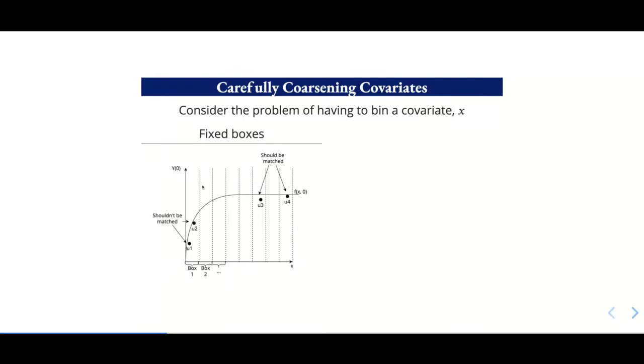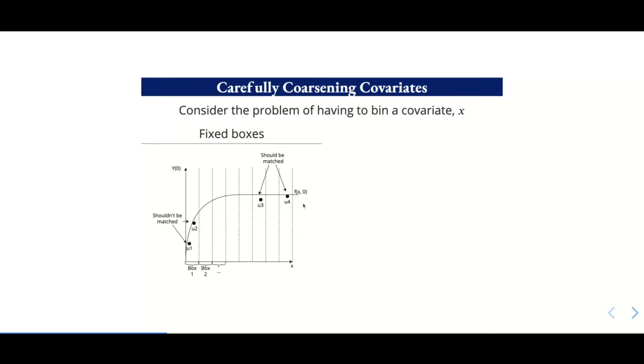What happens when you just pick a size of a box, and then just sort of match everyone in the same box? Well, you get these problems here, such as the one to the left, where unit 1 and unit 2 are matched together because you're close in terms of x. But in this area of the x space, the value of y in relationship to x varies very quickly. And so these two units should not be matched together.